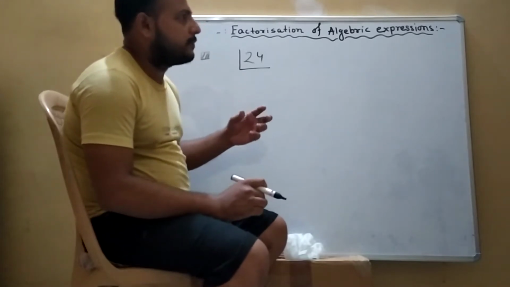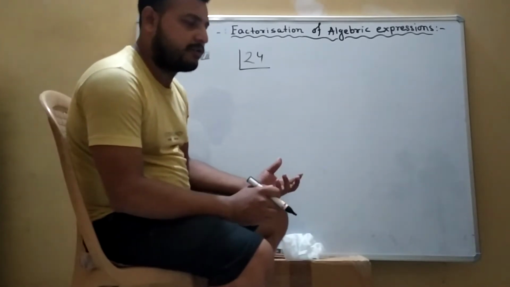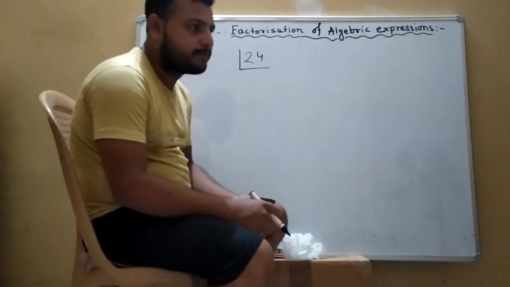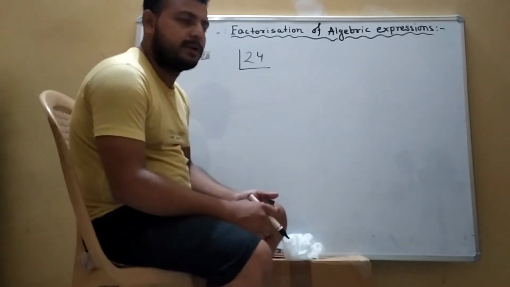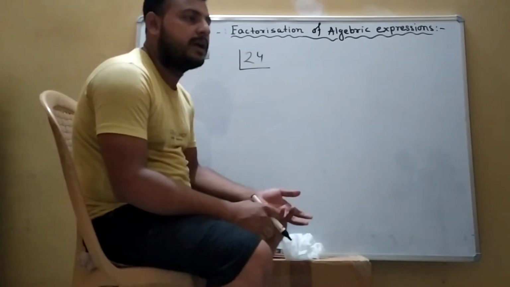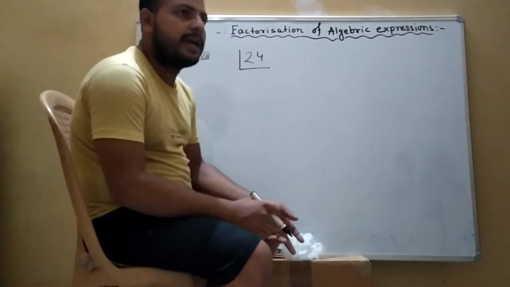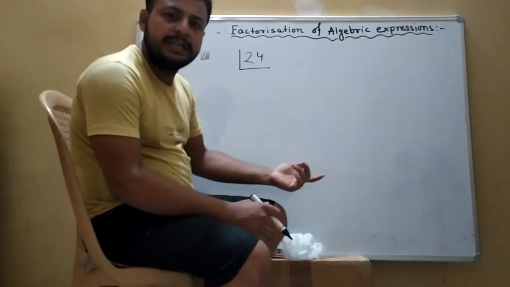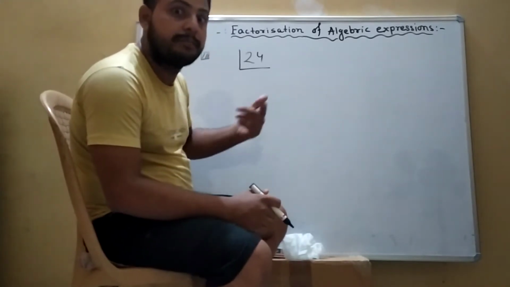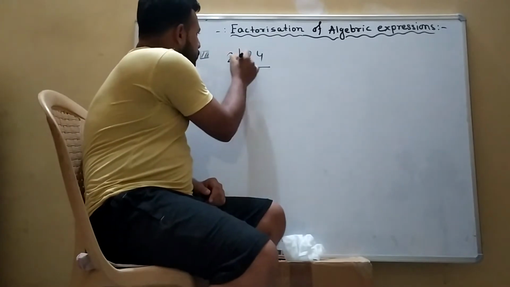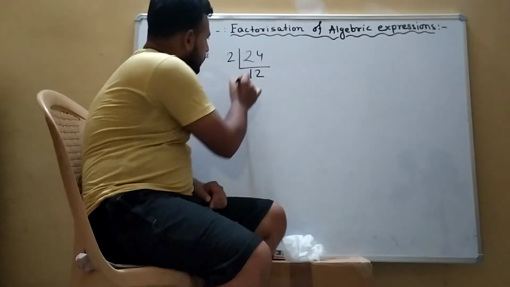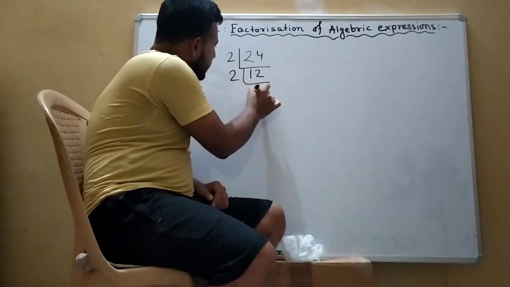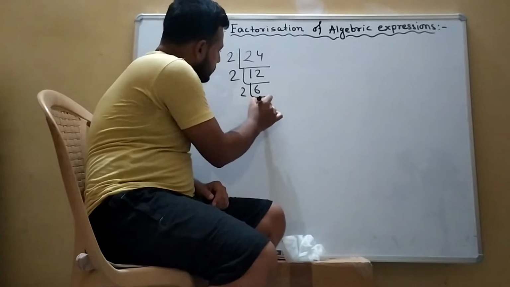So what are the prime divisors? That we have to find out here. First, 24 is divisible by 1, but 1 we will not take because every number is divisible by 1 and 1 is also not prime. So here we are going to take prime numbers only, like 2, 3, 5, one by one. 2 into 12. Then again it is divisible by 2, then 6. Again 2, then 3.